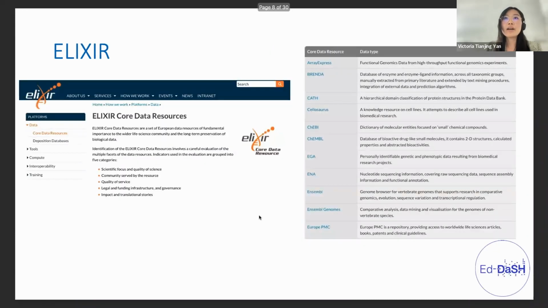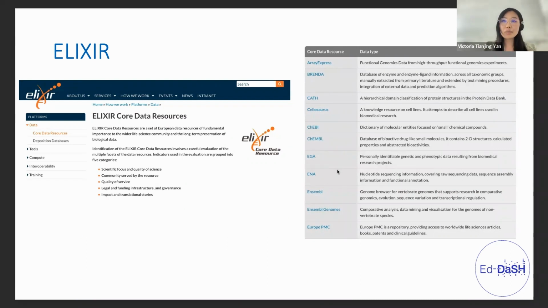And the last one I want to share is Elixir. Elixir is an intergovernmental organization that coordinates life sciences resources as well. So they have, I think, a tool platform as well as a data platform where you can find ones that are very much relevant to you. So I think if you're in the bioinformatics genomics field, you can see and find the most trusted and most commonly used resources for your particular subject and use those.